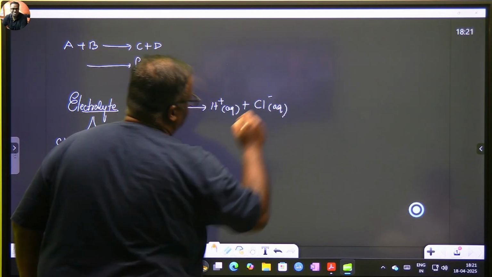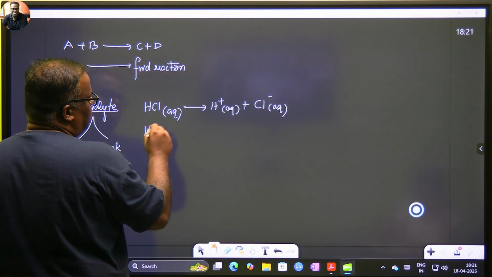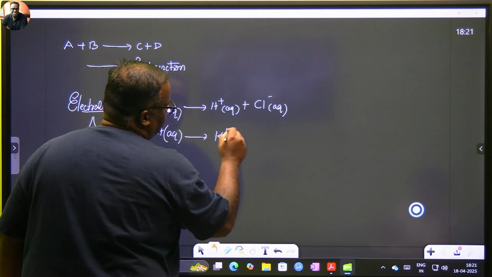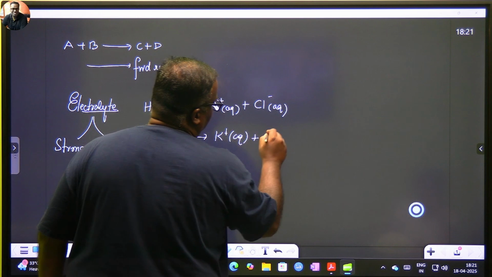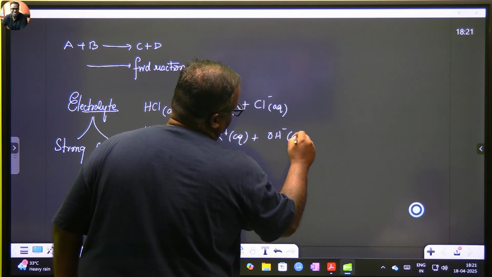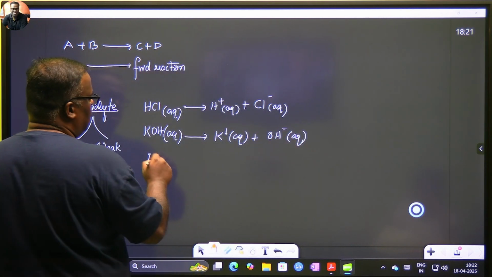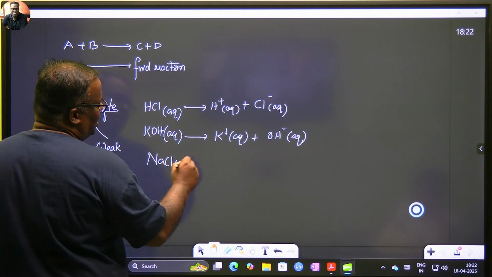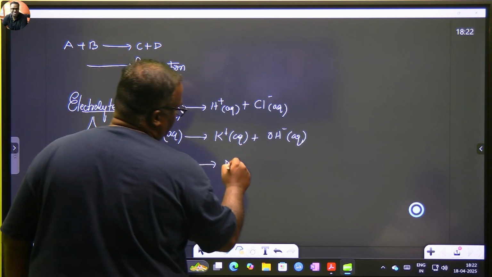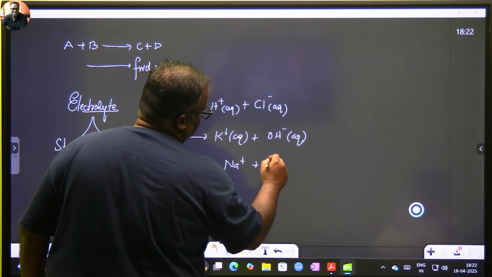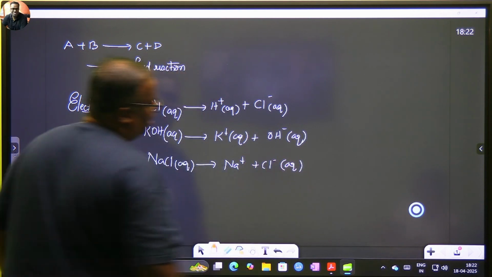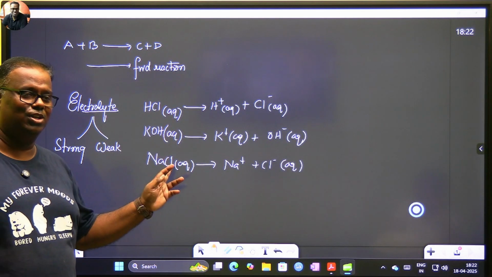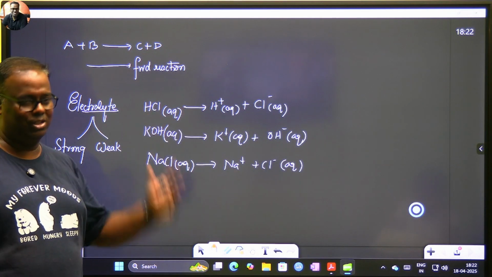Agreed? Let's take a base, say potassium hydroxide or caustic soda. This will give me potassium ions and will release hydroxide ions. Understood? Let's take an ionic salt. Every salt is ionic, by the way. So NaCl in aqueous solution will split to give me Na plus and Cl minus. In other words, I actually tested one acid, one base and a salt. So acids, bases, salts are all electrolytes.